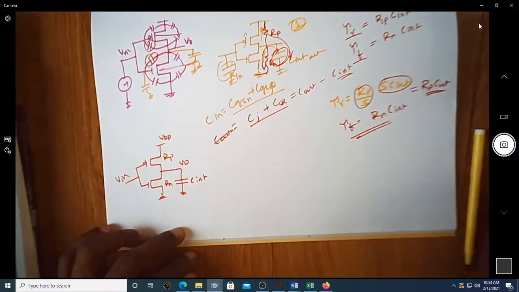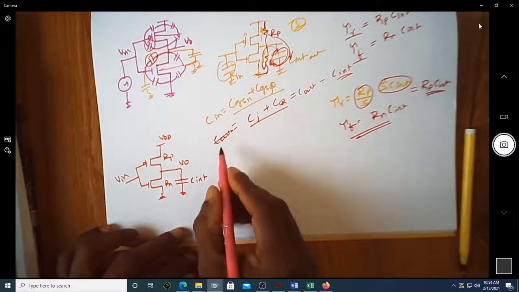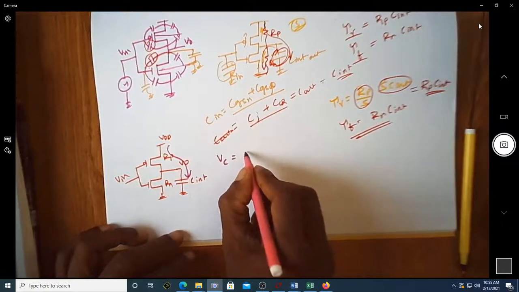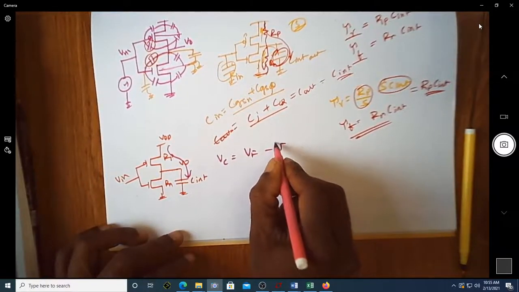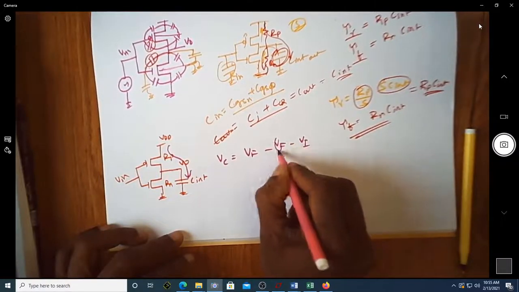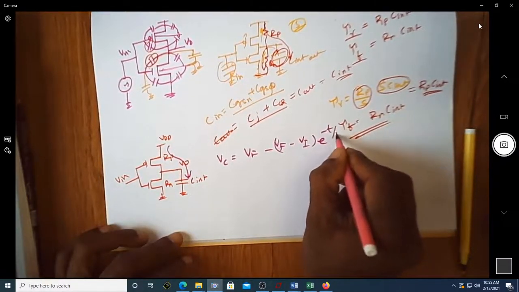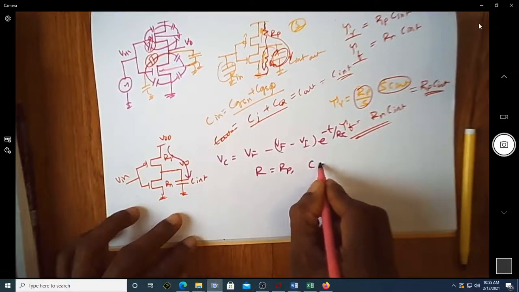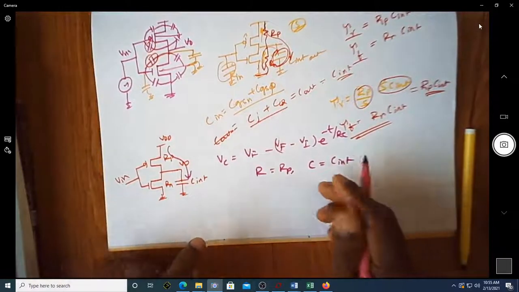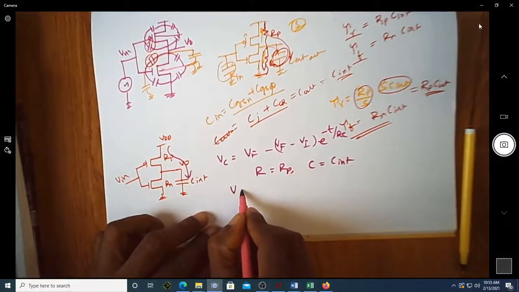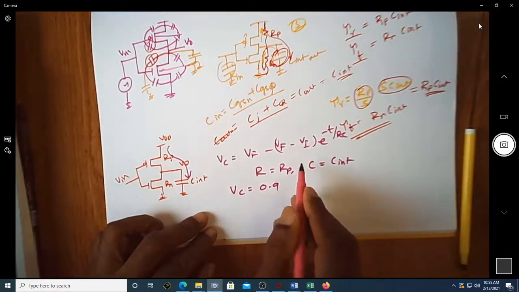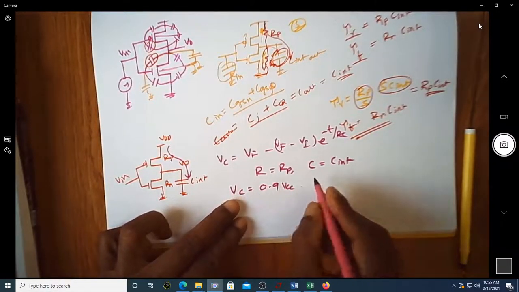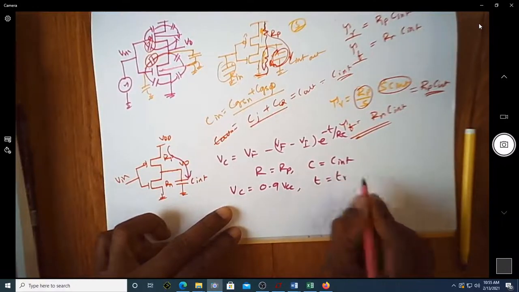So we know the capacitor equation. Now assume that it is charging like this, so Vc, that is the capacitor voltage, is nothing but V final minus V initial e power minus t by RC. In this case, R is equal to Rp, C is equal to C intrinsic, and whenever your Vc becomes 0.9 of VDD, then I will say t is equal to tr.